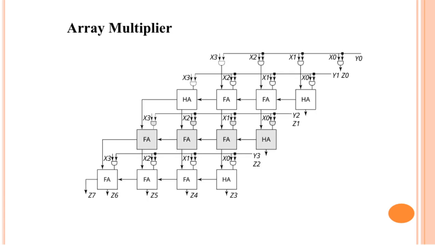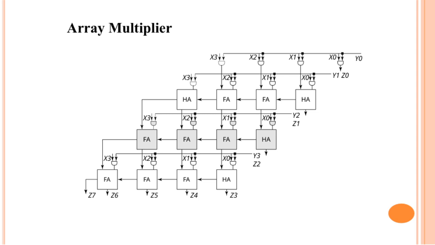Here, we have the structure of an array multiplier, which is a hardware circuit used for multiplying binary numbers efficiently. The inputs are represented by x and y values, where x3 to x0 and y3 to y0 correspond to the bits of the two binary numbers being multiplied.